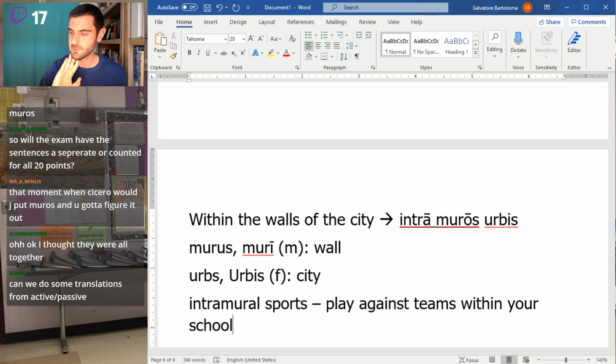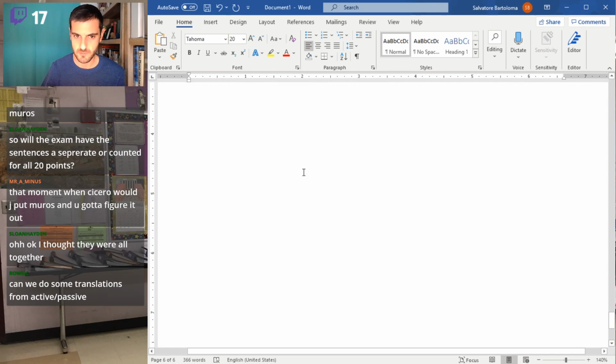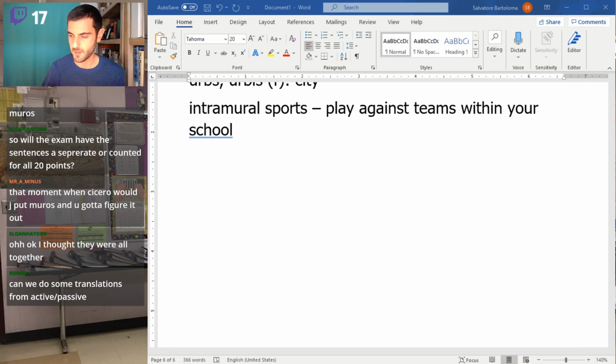Can we do some active to passive? Absolutely. We got a little time. I told my 10th graders I'd be available with them on Discord, but I can keep an eye on. And Rowan, I'm assuming, because I haven't really been looking at Discord, you've been asking your questions in here, so I don't think I've missed anything from you.